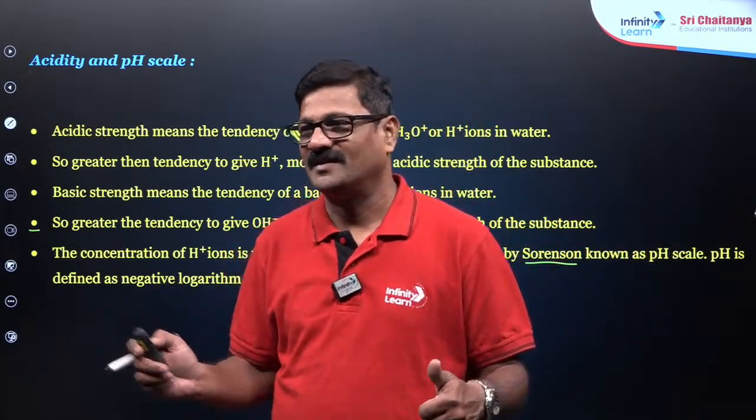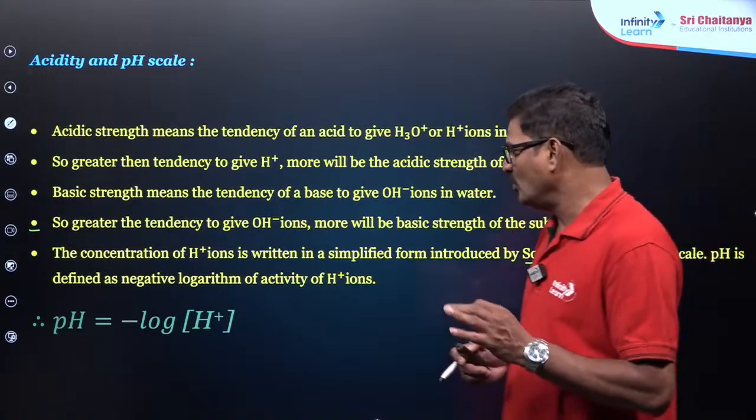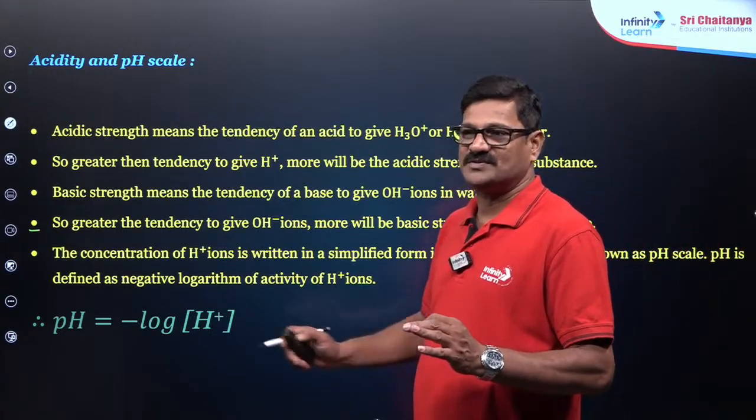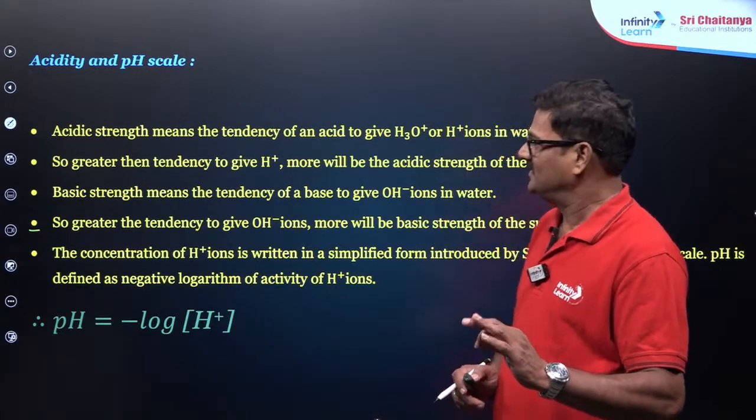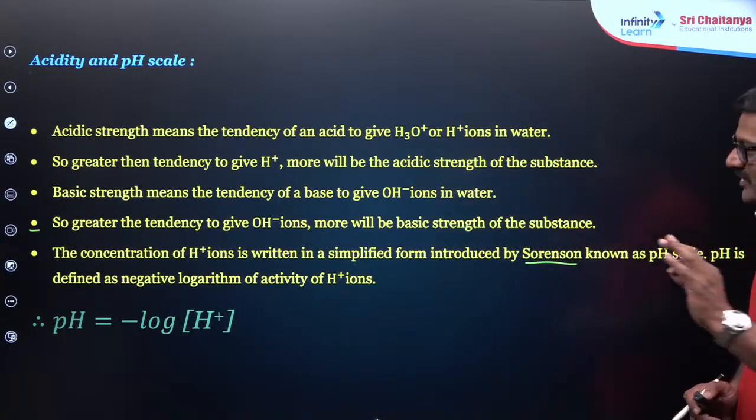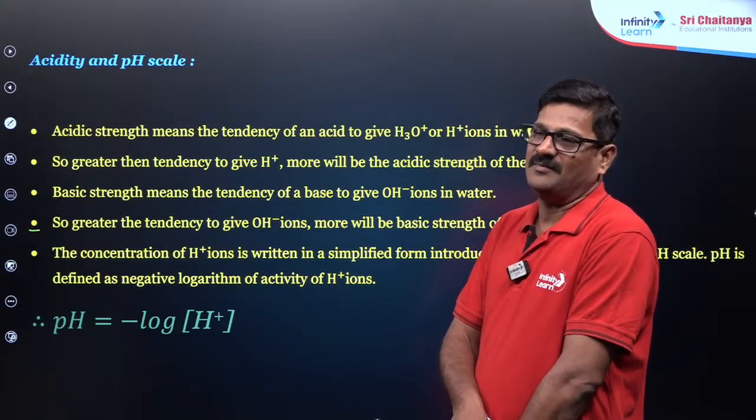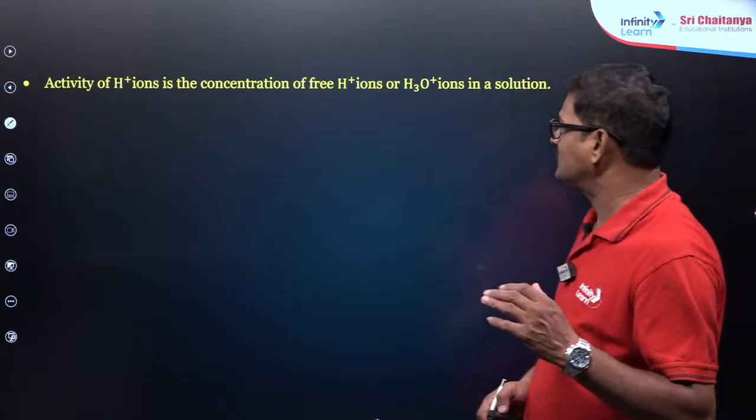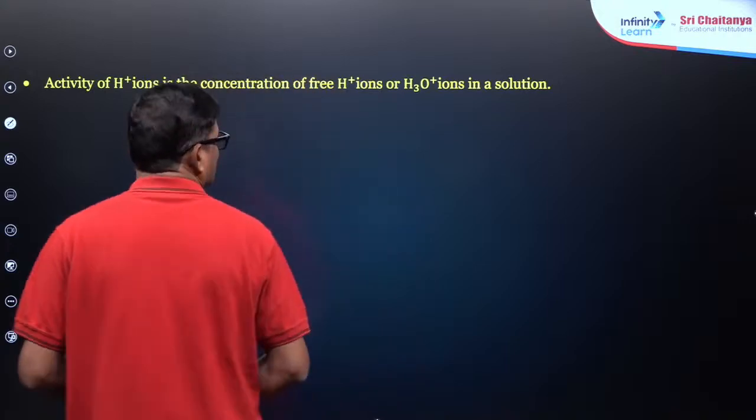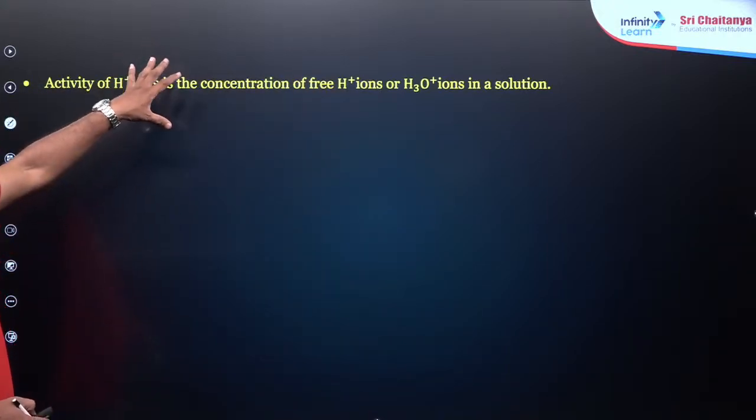Understood? You can see pH is given as the negative logarithm to the base 10 of the H plus ion activity, the molar concentration of H plus. I have a strategy to calculate pH also, stay tuned. Let's talk about the activity of H plus ions, the concentration of free H plus or H3O plus ions in the solution. It is measured on a logarithmic scale.